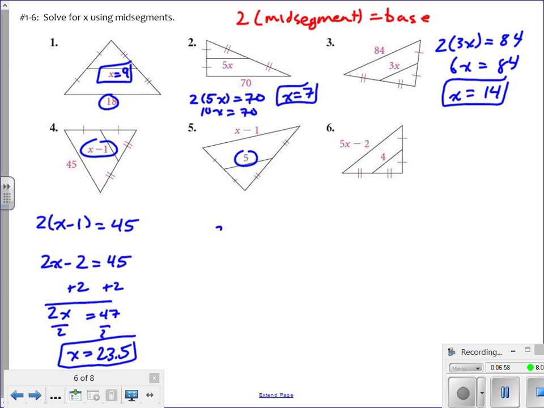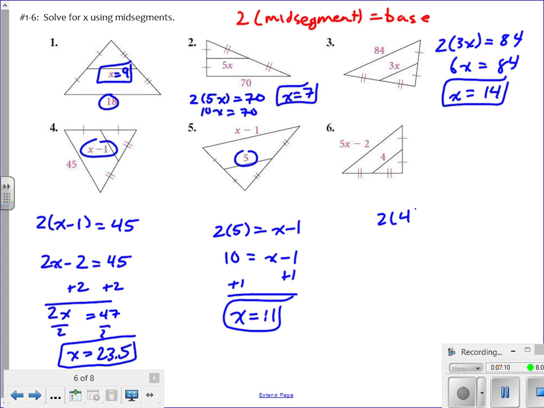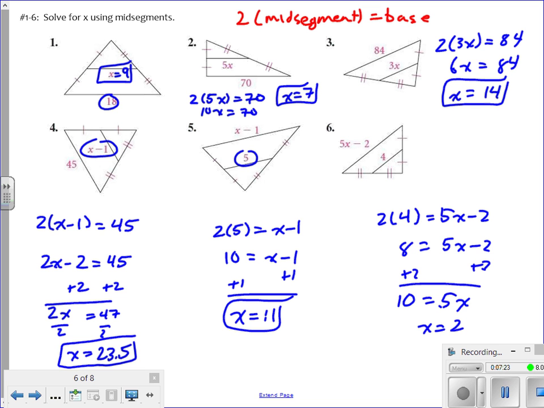Here, 5 is the mid-segment, so we do 2 times 5 equals x minus 1. So we have 10 equals x minus 1. Add 1 to both sides, so x equals 11. Here we do 2 times 4 equals 5x minus 2. So again, double the 4. We'll go ahead and solve this. So 10 equals 5x. Divide both sides by 5. X equals 2.